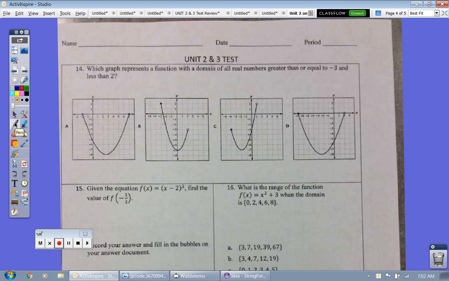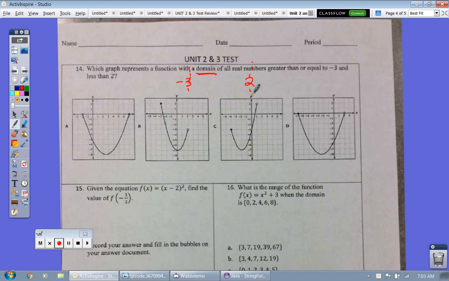All right, here we go. 14. What is the domain? Here we go. So we're looking at a domain of all real numbers greater than or equal to -3 and less than 2. So -3 is my lowest number. 2 is my highest number. So we're building a fence, right? Because we're talking about the x's.